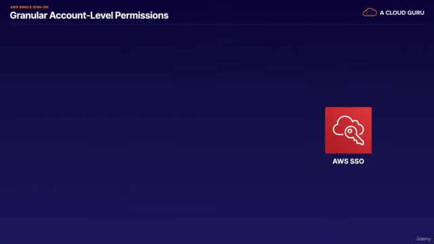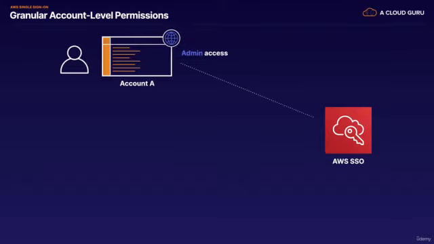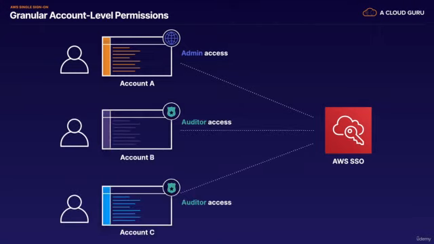So here's an example of using granular account-level permissions with SSO. Let's say you want to grant your security team administrative access to only the AWS accounts running your security tools. But then you only want to grant them auditor-level permissions to other AWS accounts. We would use SSO to set this up.